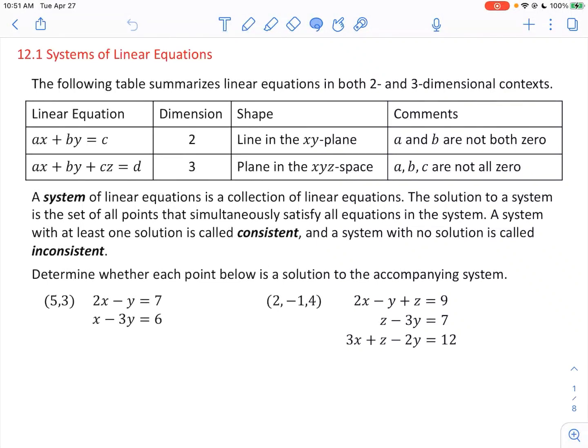Hello, math students. Systems of linear equations. Now, the following table summarizes linear equations in both 2- and 3-dimensional contexts.